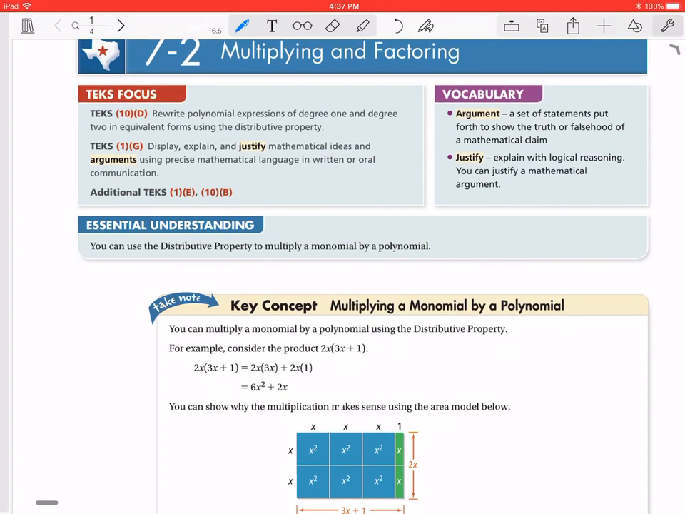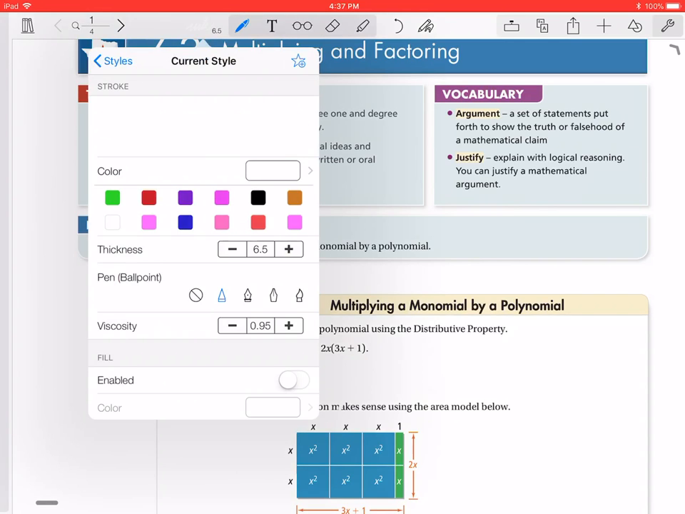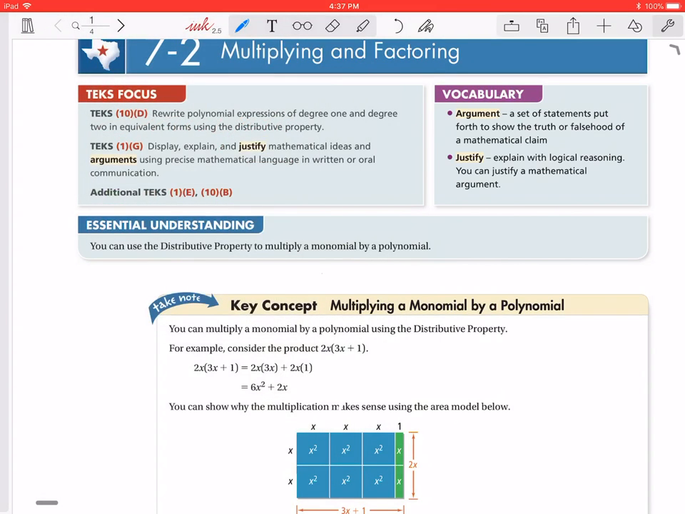One of the things that I wanted to add here, they have the vocabulary: argument, a set of statements put forth to show the truth or falsehood of a mathematical claim, and justifying. I wanted to add one vocabulary word to this, and it's what's called a GCD, or in mathematical terms, the greatest common factor. So GCD, or greatest common factor.